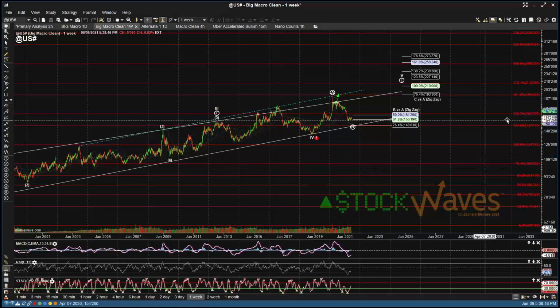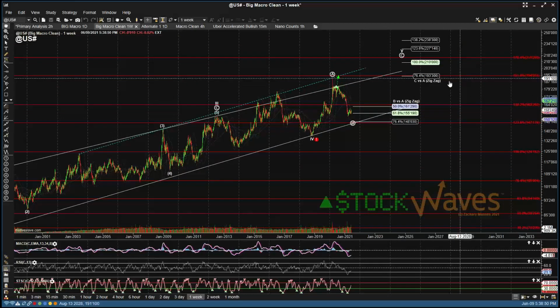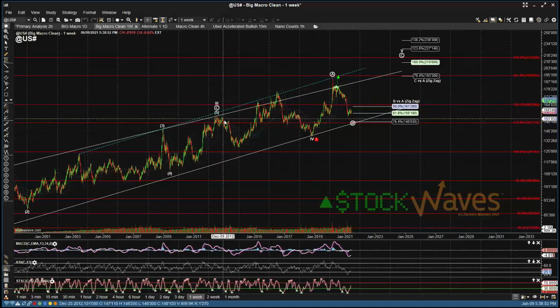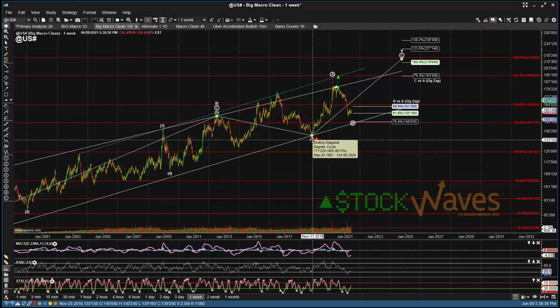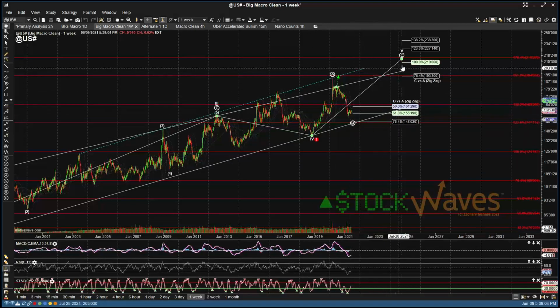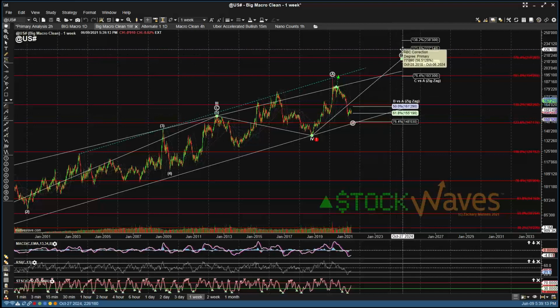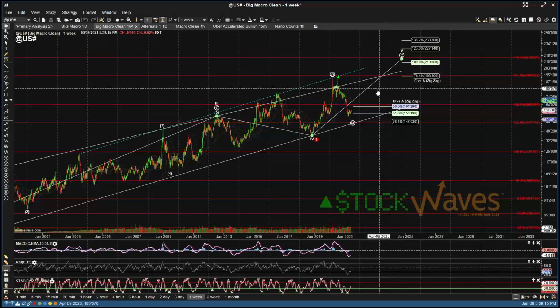So I think the Treasuries are in a very, very, very large degree diagonal. And the 30-year bond, I think, had an expanded running flat for the cycle degree wave 4, and is working on the primary A, B, and then we're going to look for a very significant blow off top to bond prices as the primary C wave of that cycle wave 5.